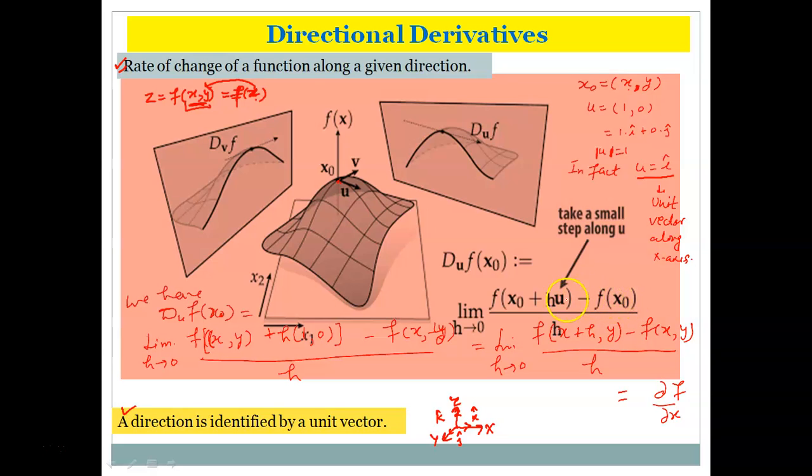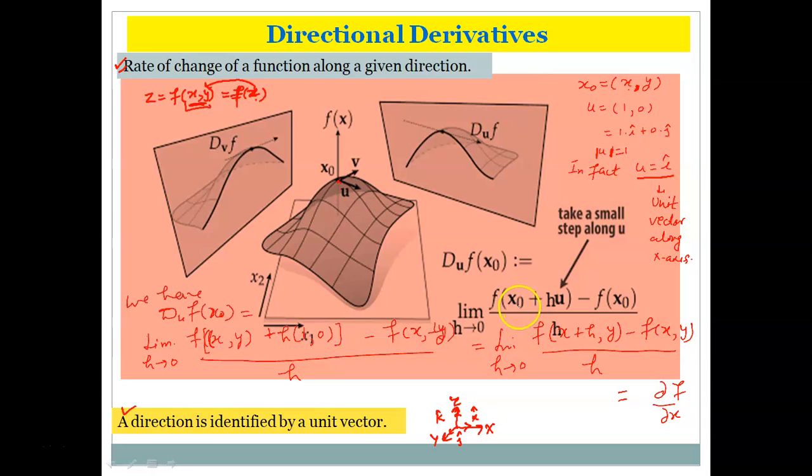Now let us think about this situation. What does it mean? In fact, here x naught is not a single number, but it is in two dimensions here. It will be having two coordinates, x naught and this x and y.